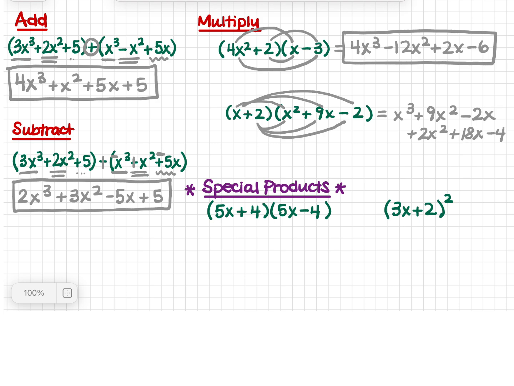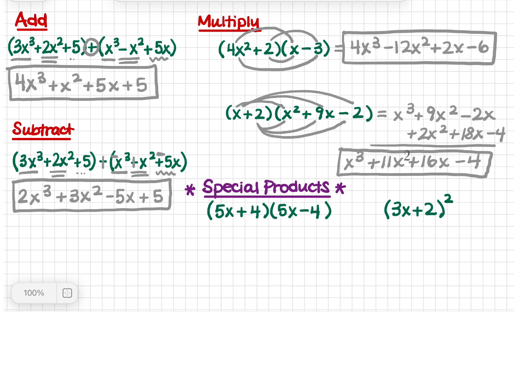Either way you do it though, you should get 6 terms once you're done. And then if you can combine any of those, that would be great. And I think I can combine some x squareds. And that's looking like a good answer there.